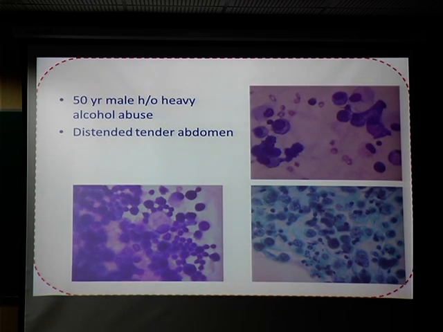Now another scenario, you have a 50-year-old male, with a history of heavy alcohol abuse, and a history of distended tender abdomen. You do not have any radiological findings, you do not have any more clinical details. How are the cells present here? They are dispersed singly, most of these cells, but there is a variety of cells in this specimen. Here you are seeing some lymphocyte-like cells, here you are seeing some reactive mesothelial type of cells, and they are looking a little atypical with enlarged nuclei, some clustering here and there. You are seeing some distended cells, or would you like to call them signet ring type of cells.